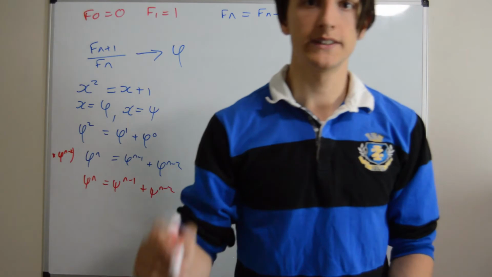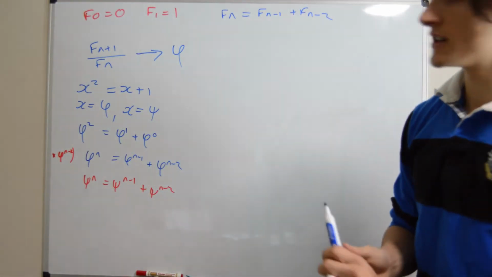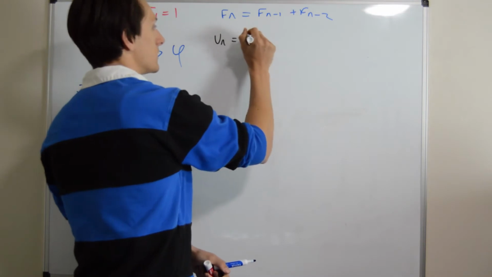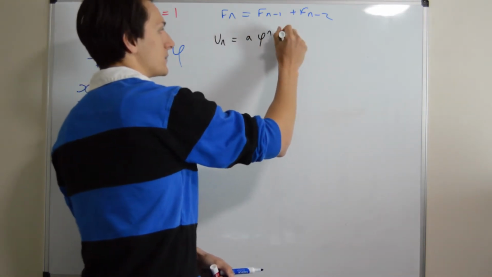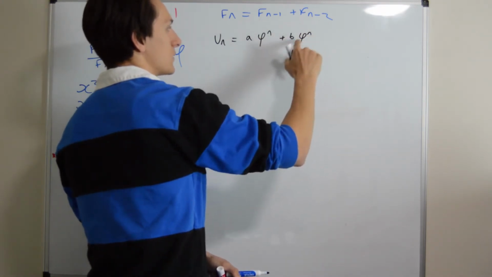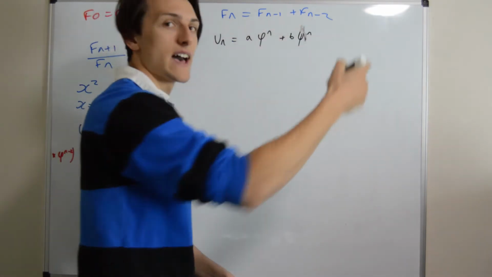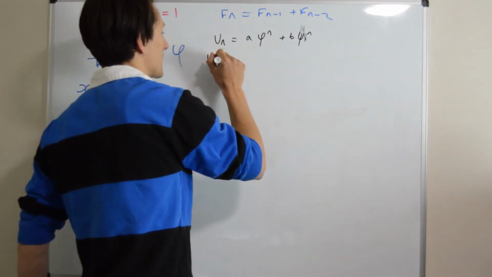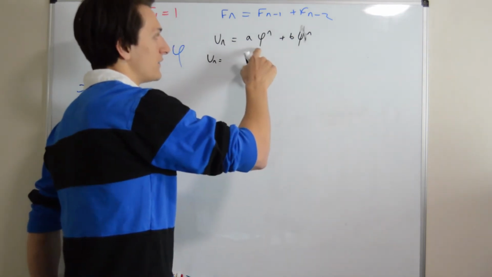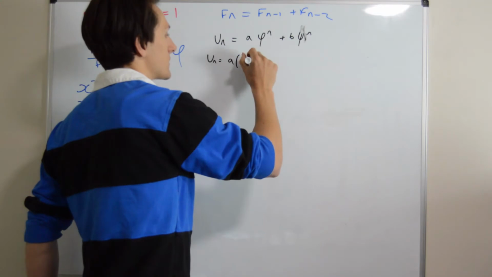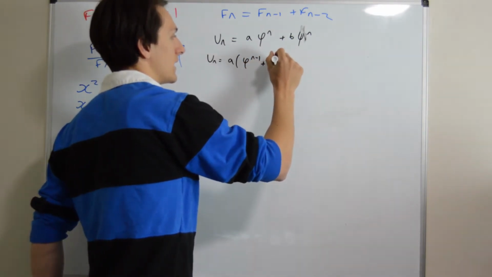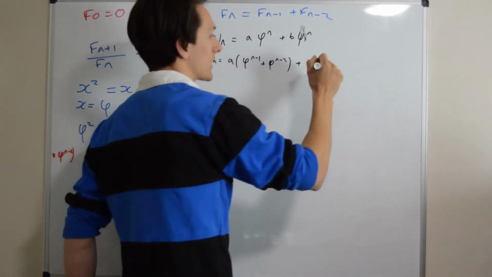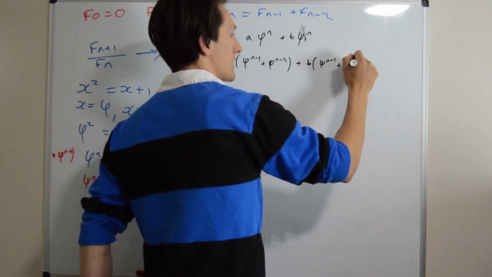Well, now let's consider some combination of these two numbers. I'll do this in black. Let's take u_n to equal a times phi to the n plus b times psi to the n. Now this should satisfy the recurrence relation as well, but let's go ahead and show that. So u_n is equal to, well, phi to the n is equal to phi to the n minus 1 plus phi to the n minus 2. And then here we have b times the same thing, but with psi now: psi to the power of n minus 1 plus psi to the power of n minus 2.